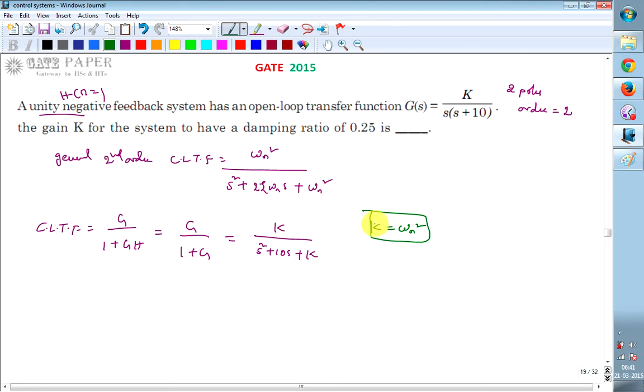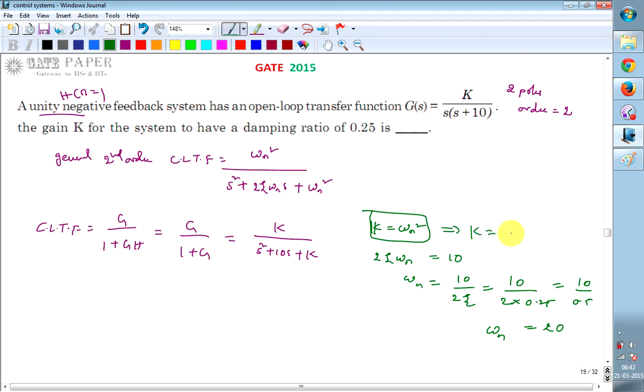From that we can identify K is equal to omega n square, and 2 zeta omega n is equal to 10. From this, omega n is equal to 10 by 2 zeta. The damping ratio zeta is given as 0.25, so this will be 10 by 0.5, which is nothing but 20. So omega n we got as 20. Then we can calculate K as 20 square, which is nothing but 400.